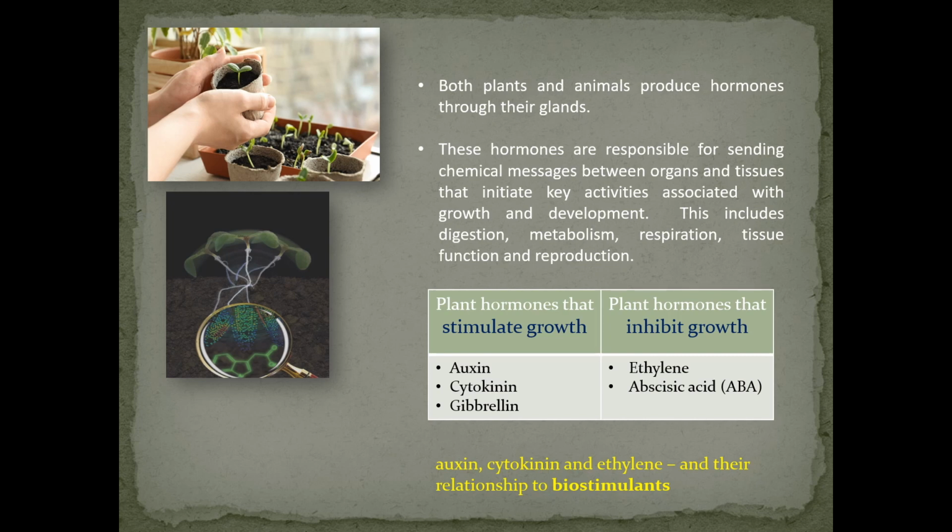The animal hormones regulate digestion, metabolism, respiration, tissue function and reproduction, all controlled by hormones of the endocrine system. The plant hormones that stimulate growth are auxin, cytokinin and gibberellin. Some plant hormones inhibit growth: ethylene and abscisic acid. Auxin, cytokinin and ethylene are related to the biostimulant process.